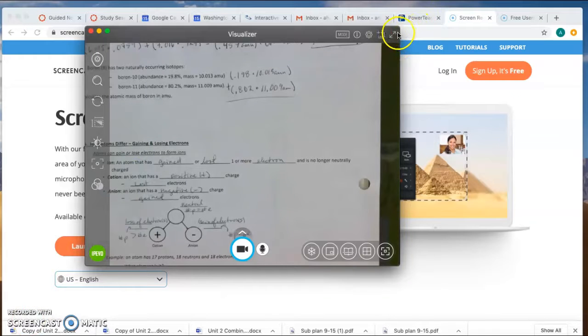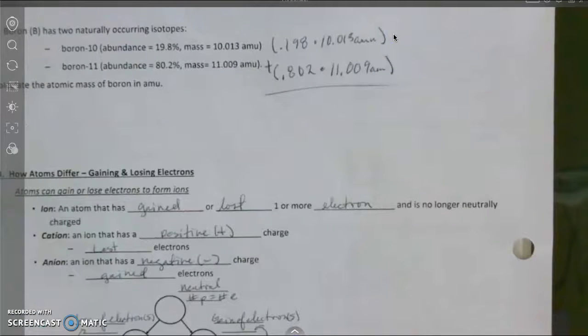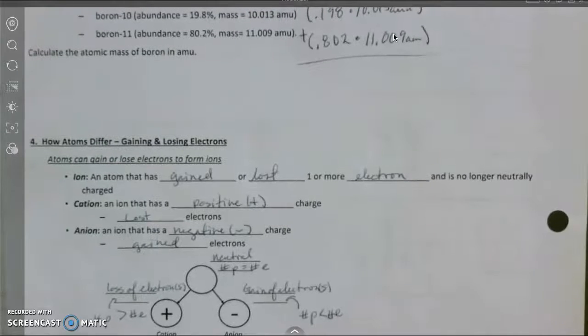All right, everyone, let's wrap up our first half of Unit 2. So, we've talked about what an atom is, the subatomic particles, and what happens when we change the number of neutrons, and that's what we call an isotope. Atoms that have the same number of protons but different number of neutrons.